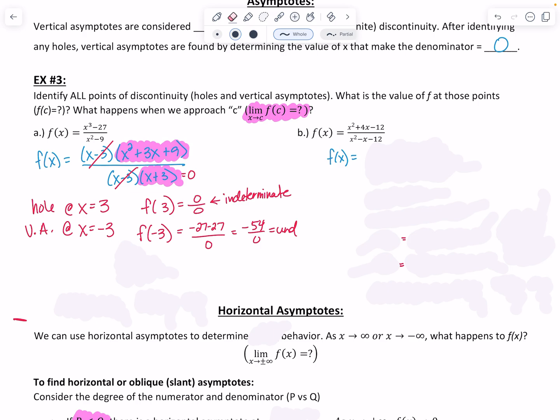We have a vertical asymptote. There is a huge place of discontinuity at that vertical asymptote. If you imagine what the graph looks like, I know that as I approach that vertical asymptote, what's going to happen? Right? So that's the third part of the question. What happens as we approach this vertical asymptote, this c value, this negative 3?